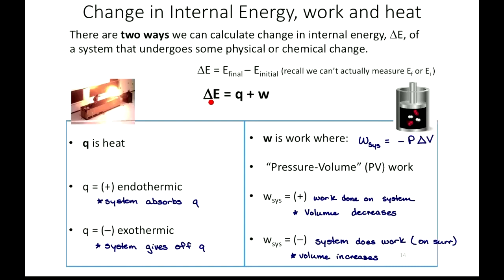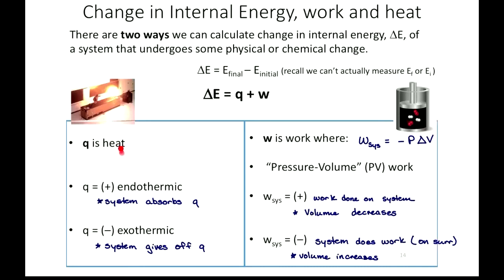So delta E, our change in internal energy, is equal to two different things: final minus initial, but it's also equal to Q plus W. This is the one that we will think about in terms of work and energy here. So change in internal energy is equal to work plus heat. Let's look at these two pieces of information separately, because we can measure both of them separately in terms of a chemical reaction.